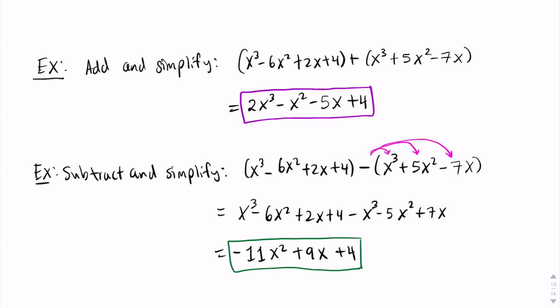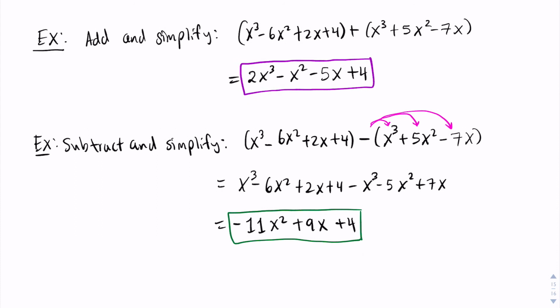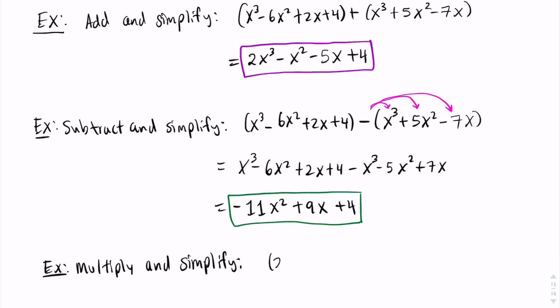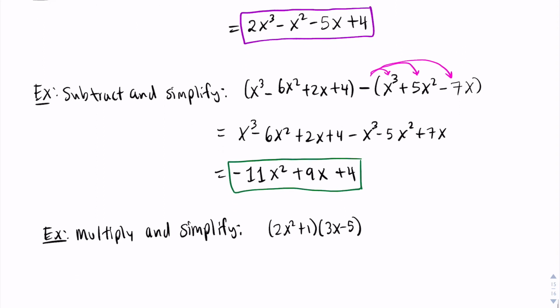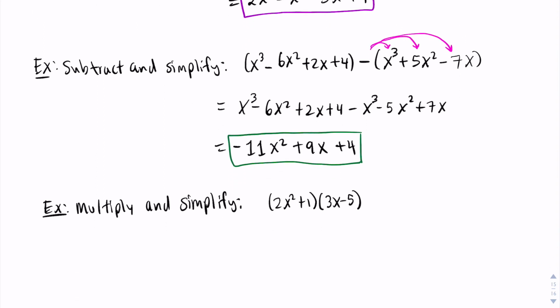And what about multiplication, right? Here's an example for multiplication. Multiply and simplify. Say I have 2x squared plus 1, and I'm multiplying this by 3x minus 5. Say I'm multiplying this out. How do we do this?